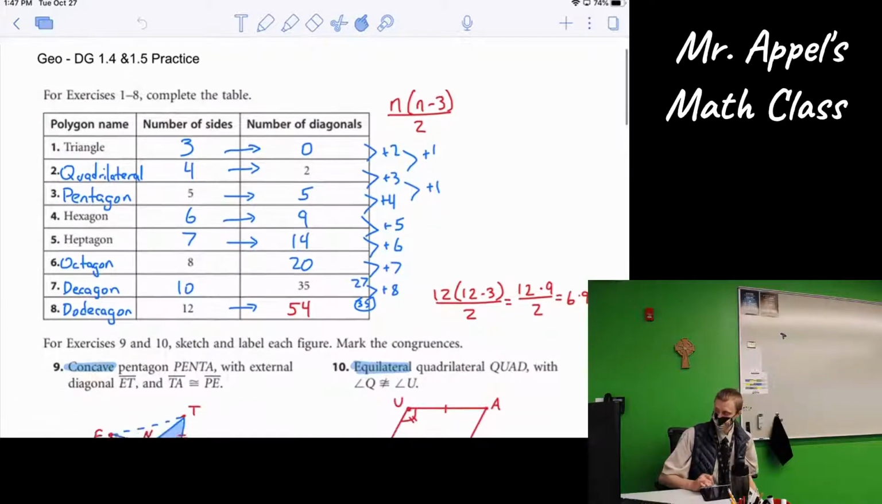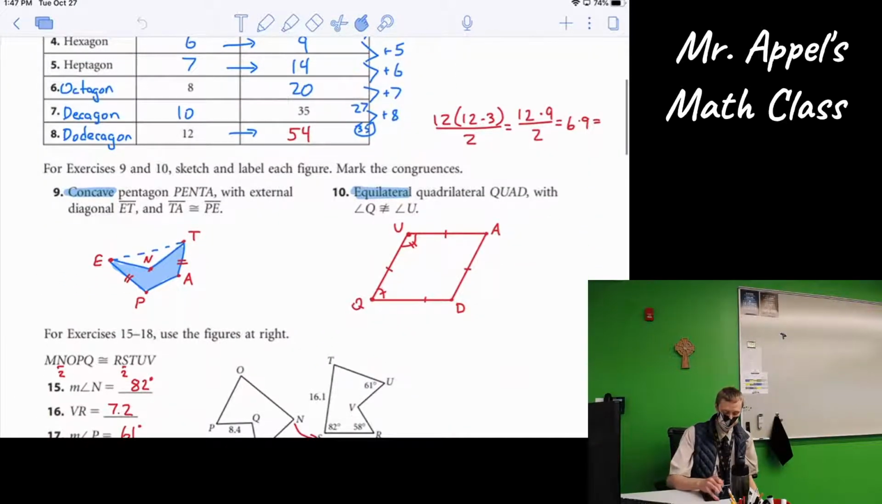And moving right along, here is my completed concave pentagon. Notice because they tell you the external diagonal is supposed to be ET, and the letters always go in order around the shape, usually clockwise. N, because it's in between the E and the T as they give it, should be the point between E and T on the shape. That should all be logically consistent there.